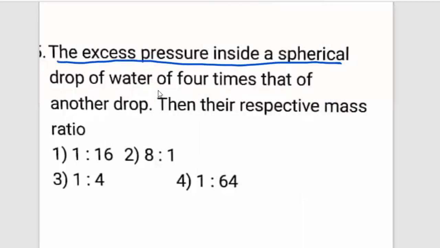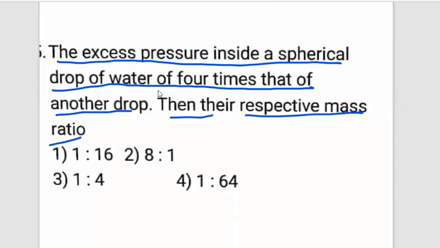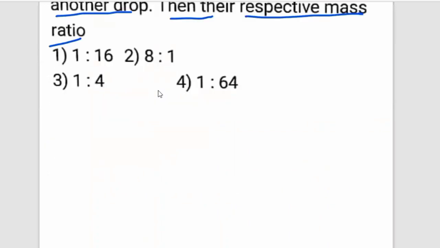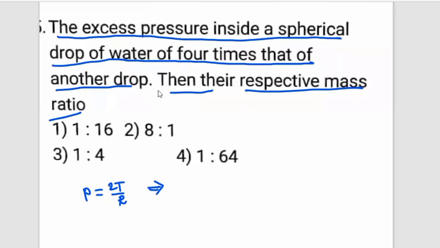The excess pressure inside a spherical drop of water is 4 times that of another drop. They're asking the respective mass ratio. If we take excess pressure, P is equal to 2T divided by R, we know this is excess pressure. So here they have given P1 is equal to 4 times P2. P1 is 2T divided by R1 and P2 is 2T divided by R2. If you cancel 2T, you are going to get R2 is equal to 4 times R1.